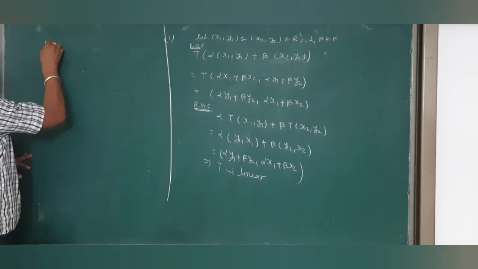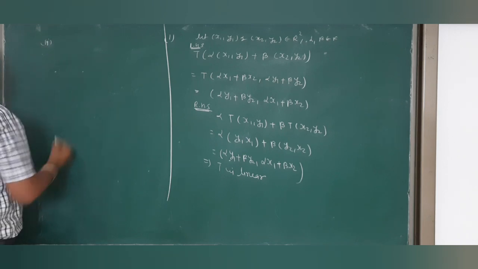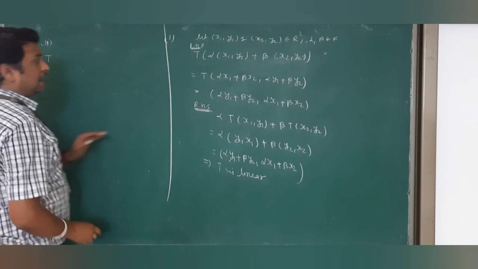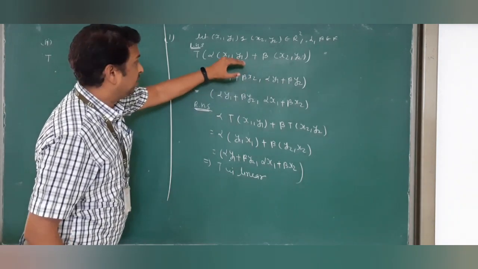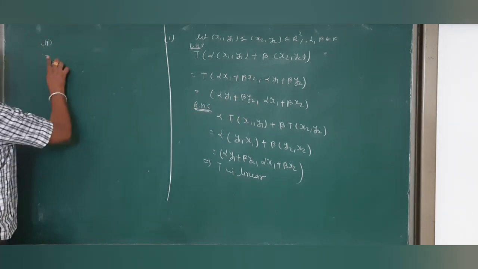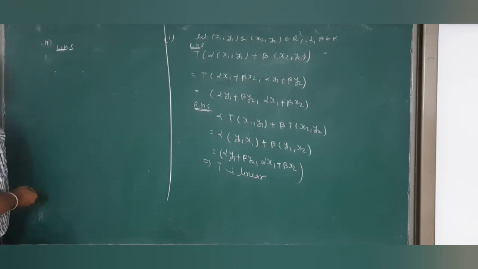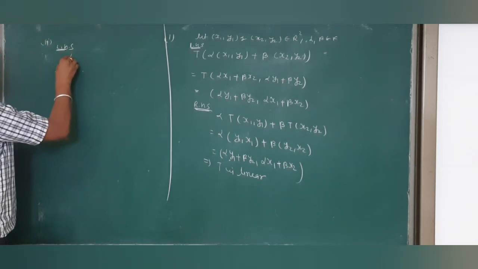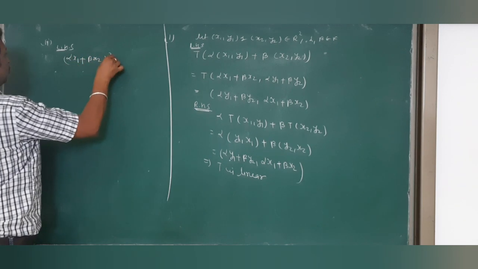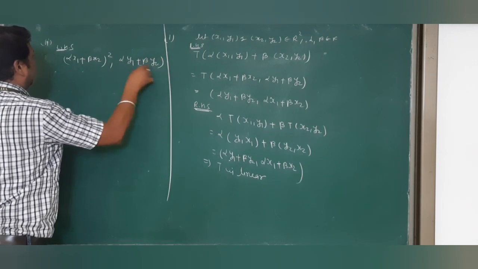For the second one, why is T not linear? So, what is the image of this? Up to this step, it is the same. We have taken two elements. We complete this one. Now, only this one changes. What is the LHS value? Its image is (x1 square, y), which is equal to ((alpha x1 plus beta x2) square, alpha y1 plus beta y2). This is the final value.